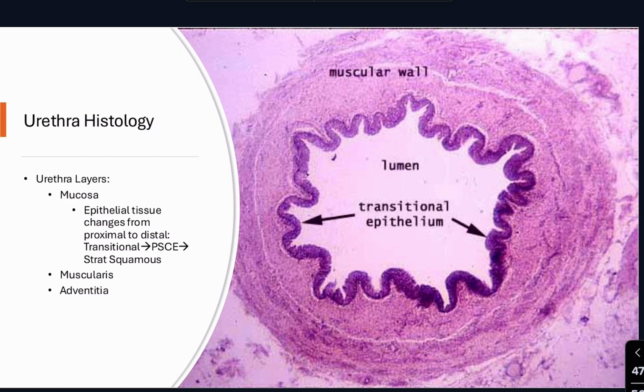And we're going to see also a little bit of a change in the epithelial mucosal layer, right? So we're going to start off with transitional at the more proximal portion of the urethra. Then it's eventually going to transition, no pun intended, into pseudostratified columnar epithelium. And then from there, it'll become stratified squamous epithelium. Okay, I'm not going to get too much into that, but that is an FYI for you to be aware of.